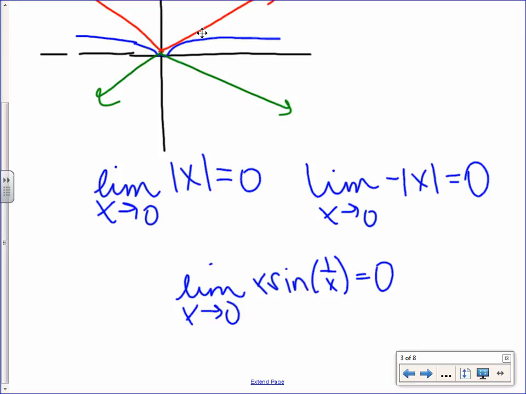Okay, so there's the squeeze theorem. Like I said, we're not going to do much with it, but you need to know about it. All right, let's talk about trigonometric functions.